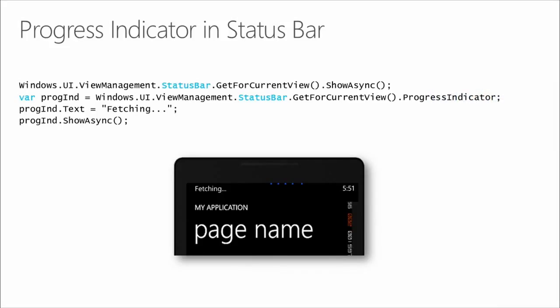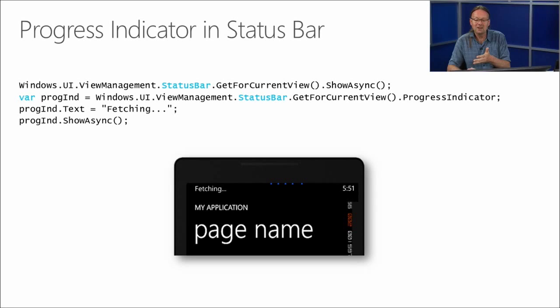Now that progress indicator I mentioned earlier in the session, we've got these progress rings and progress status bars and that sort of thing. This is how you put it into the status bar. This is the de facto standard, where you probably want to put it most times. And you simply call StatusBar.GetForCurrentView().ShowAsync. You can then get the ProgressIndicator property of that, which gives you a reference to that progress indicator. You can then set text on it, and you can set it indeterminate, which is the default, or you can actually set a value on it if you want to do a rolling one. And then you just call ShowAsync, and it shows it, and HideAsync to hide it. So nice and simple.